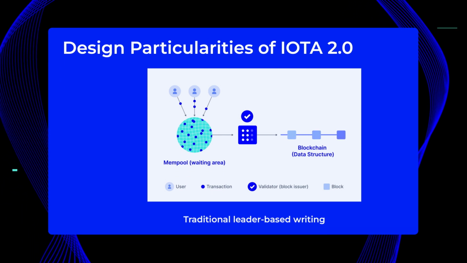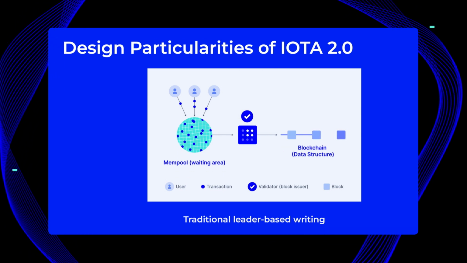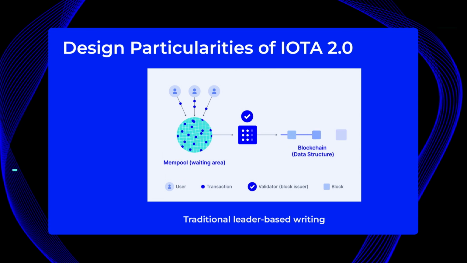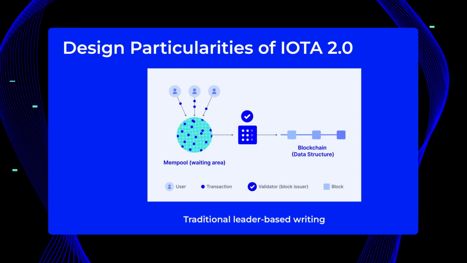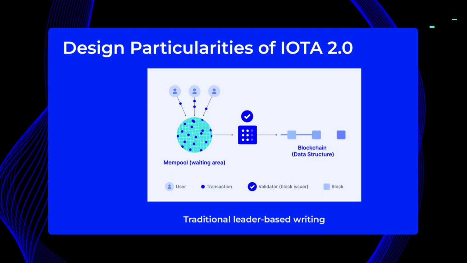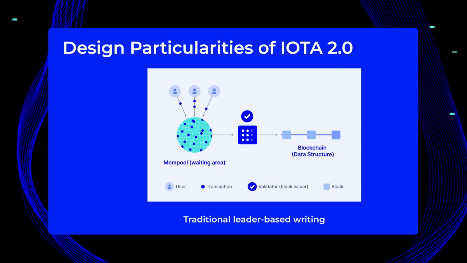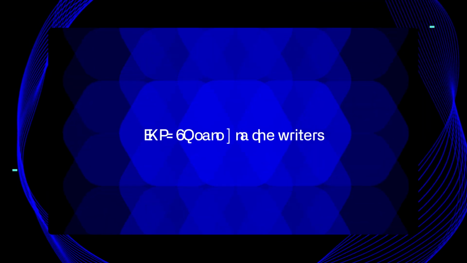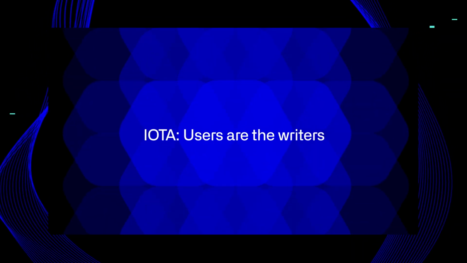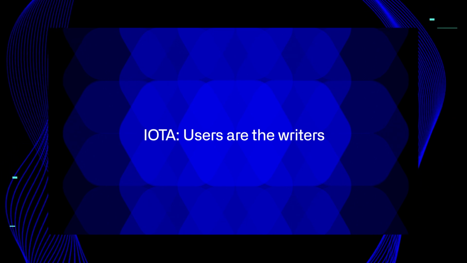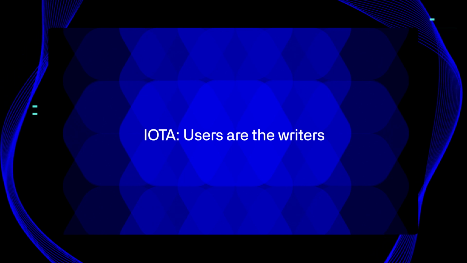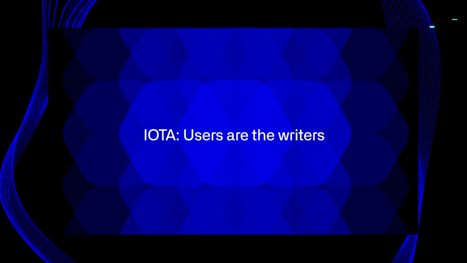The answer lies in the fact that validators must prioritize transactions from the mempool in a systematic way, and this is where fees become essential. Traditional DLTs need fees because users don't engage directly with the data structure. Now, allow me to introduce a distinctive feature of IOTA 2.0, the shift from miners or validators as writers to users themselves. In IOTA 2.0, users have the unique capability to write directly into the Tangle.